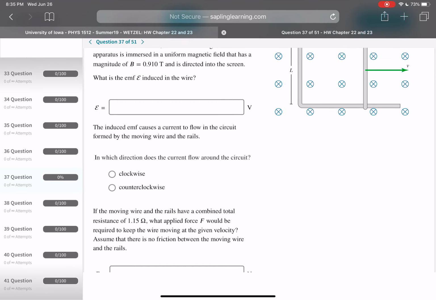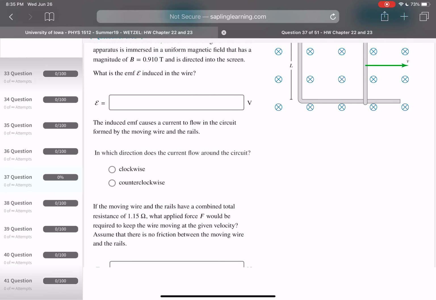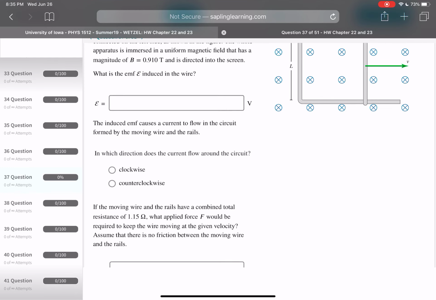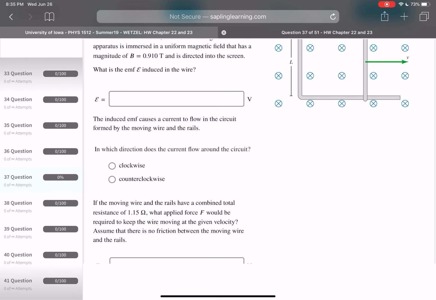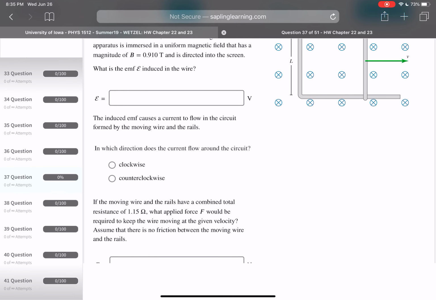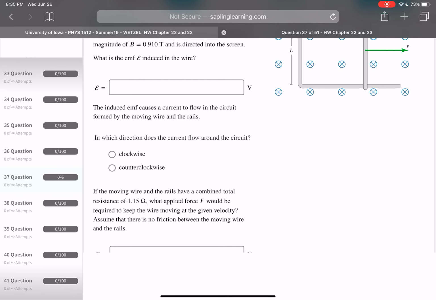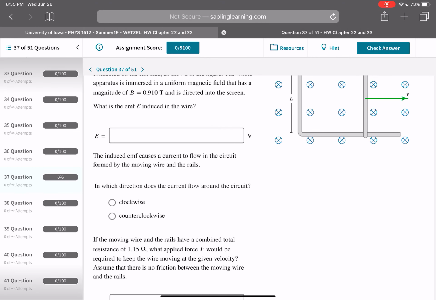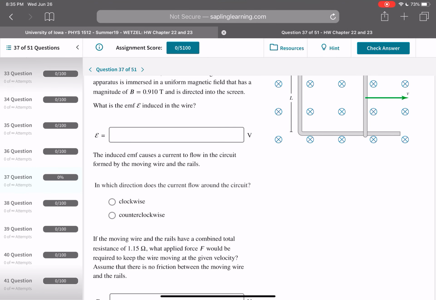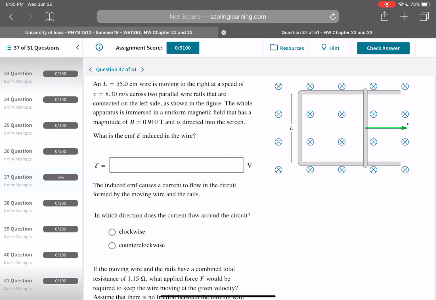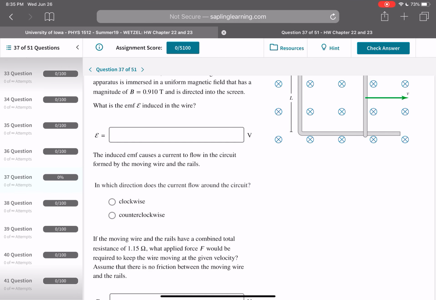If the moving wire and the rails have a combined total resistance of 1.15 ohms, what applied force would be required to keep the wire moving at the given velocity? Assume that there is no friction between the moving wire and the rails. Okay, so you'll want to calculate using the resistance, the current, and then what you'd have to do to balance that out so that it would keep it moving.